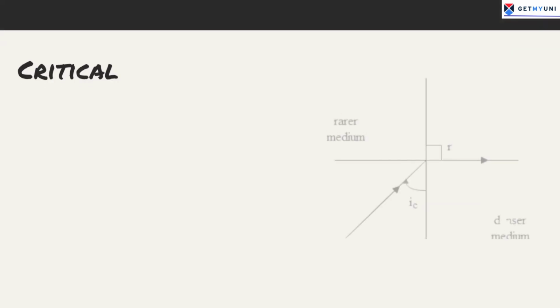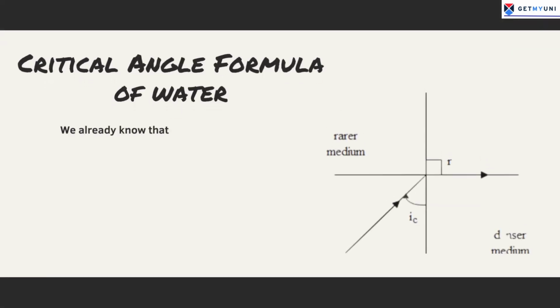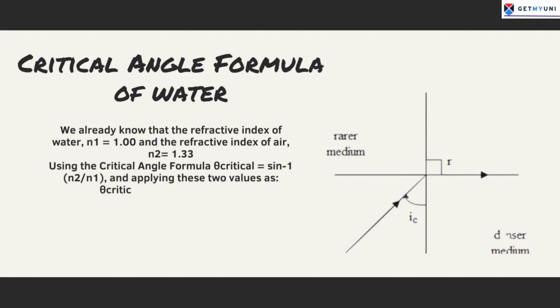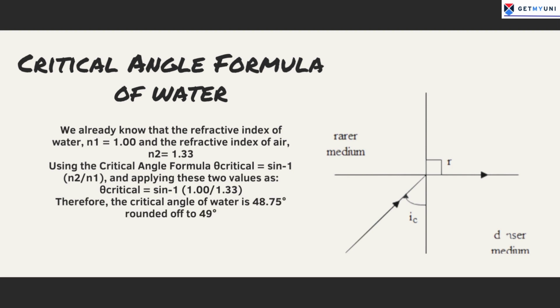Critical angle formula of water. We already know that the refractive index of water, N1, is equal to 1.00 and the refractive index of air, N2, is equal to 1.33. Using the critical angle formula, critical angle is equal to sine inverse of N2 by N1, and applying these two values, critical angle is equal to sine inverse of 1.00 by 1.33. Therefore, the critical angle of water is 48.75 degrees, rounded off to 49 degrees.